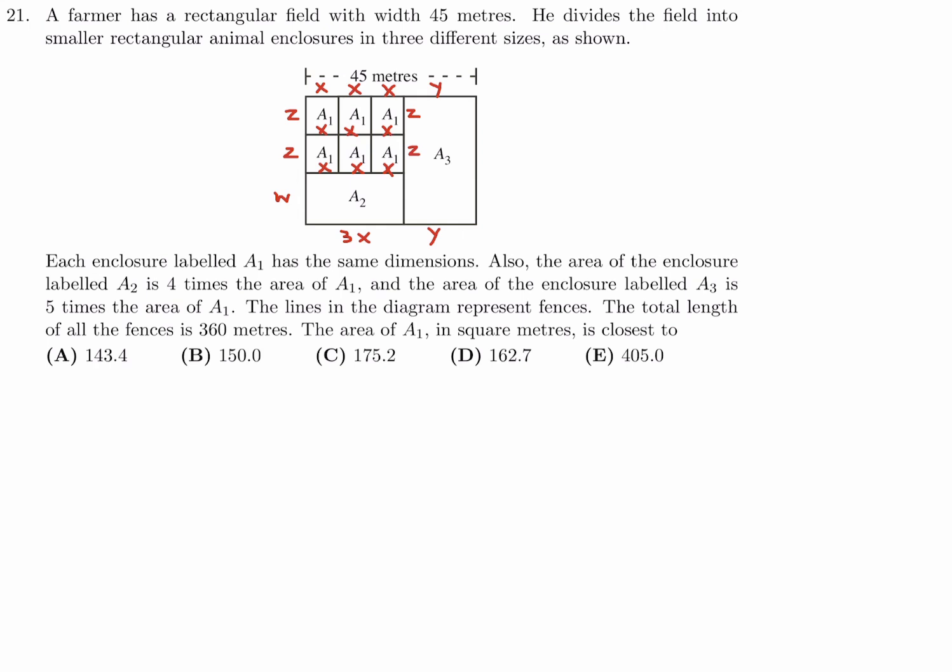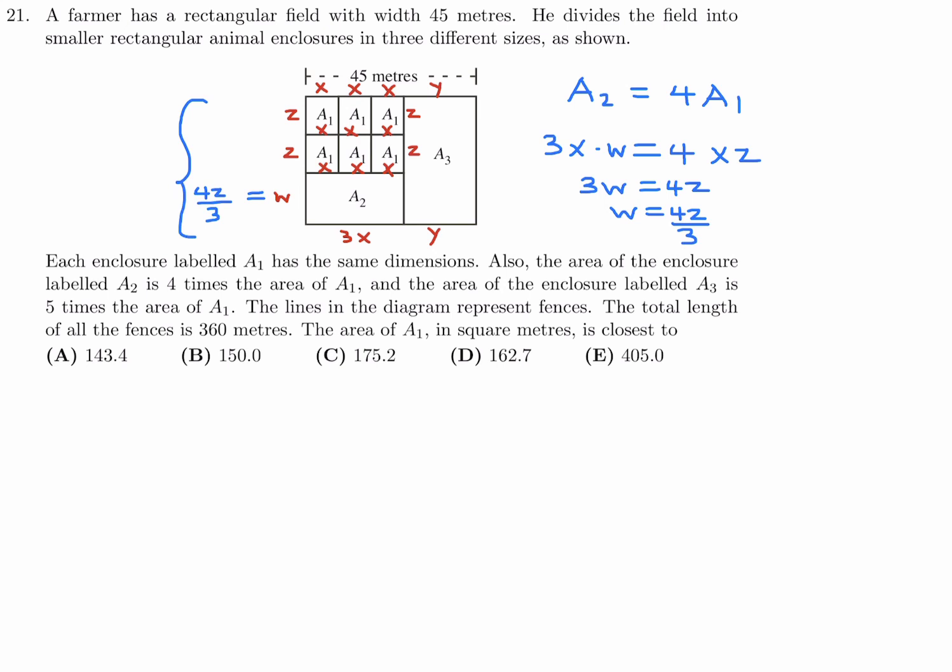And let's take a look at our first piece of information, which is that A2 is equal to 4 times A1, given to us in the question. Well, A1 in terms of its area will be X times Z, and A2 in terms of its area is 3X times W, correct? So the X's cancel from both sides. You're just left with 3W is equal to 4Z, and therefore W is equal to 4Z over 3. So put that in here, 4Z over 3.